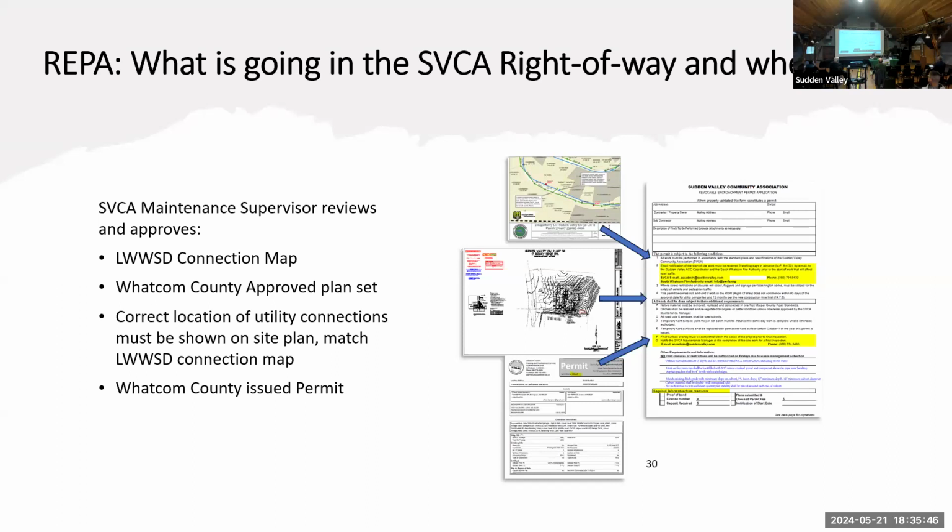Mostly we're looking for what type of work is going to be performed in the Sudden Valley right-of-way. Where are the utility connections going to go? Is your building permit issued? And what's the general site plan? Lake Whatcom Water Sewer District does provide these connection maps. I believe they issue them when they give you your water sewer availability. So we are going to be asking for those. And then we've been asking that those same utility connections be shown accurately on your site plan.